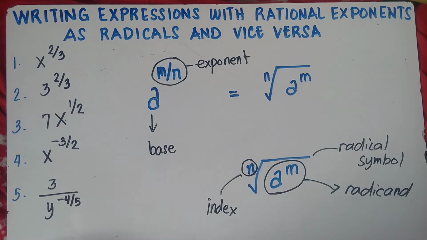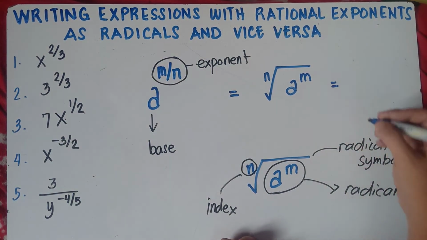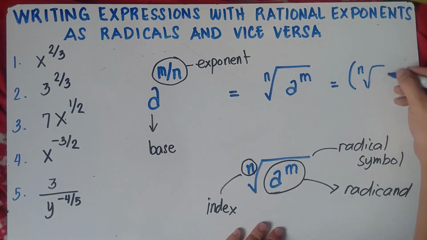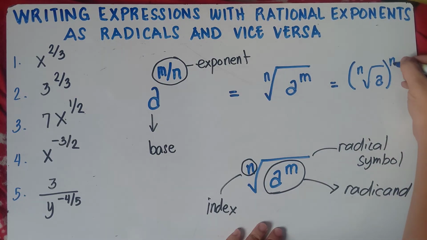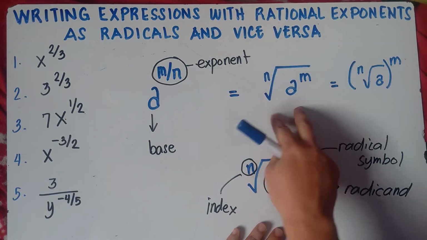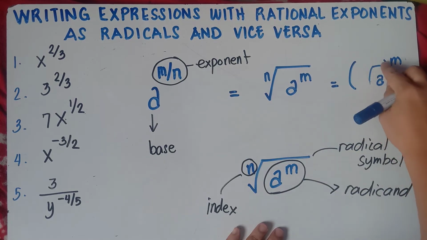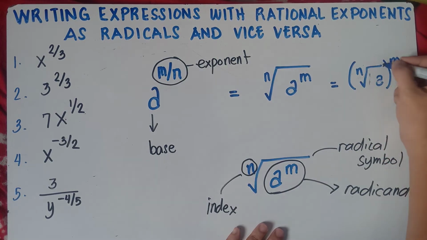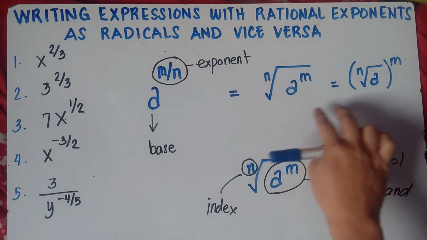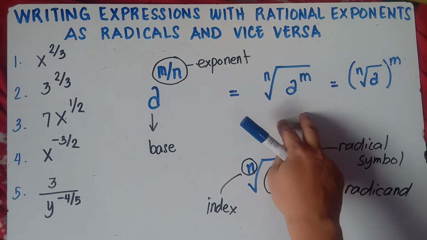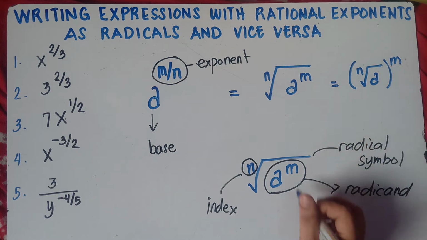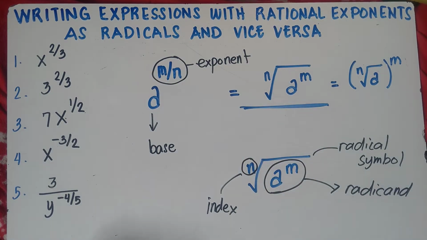Easy, right? Now you can also write this, class. This is actually the same as the quantity of the nth root of a, raised to the power of m. So you can have this answer, or you can have this one. It's either of these two, class. This is actually the same. So you can have this answer to make it simple.